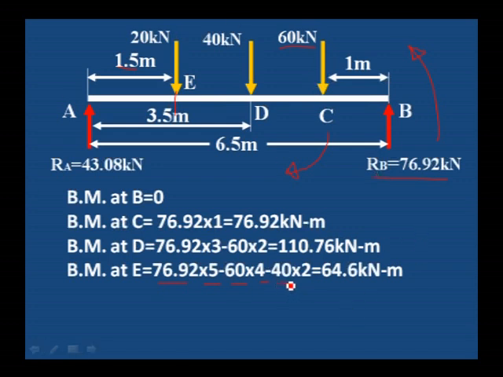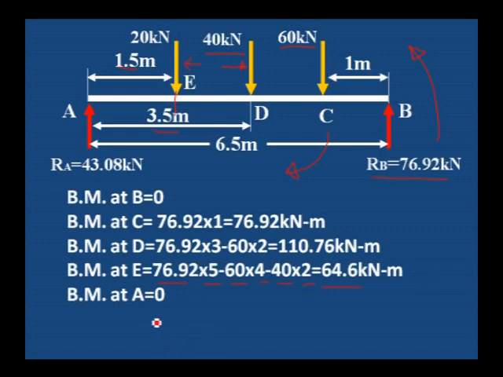Next, 40 kilonewton into distance from E to D. We are taking moment about E, that is why we need the distance between E and D. That distance is 3.5 minus 1.5, that is 2 meter. 40 into 2, that's all. 40 into 2 is one load, 60 into distance 4 meter, and then RB into 5 meter. These are the three forces acting on the right side of E. Therefore, calculating this, we will get 64.6 as the bending moment at E.